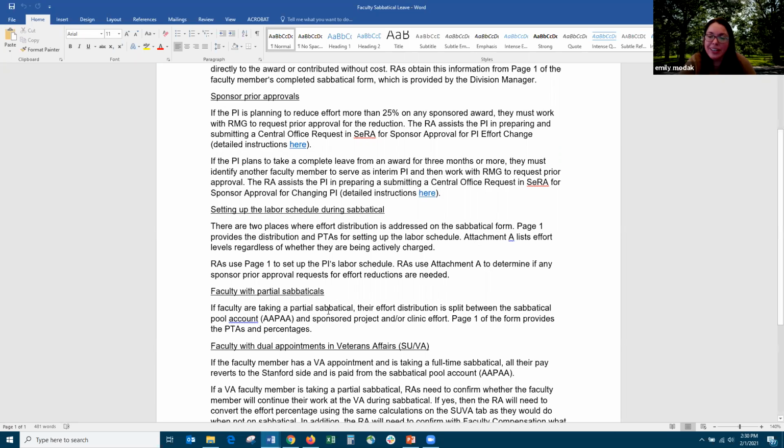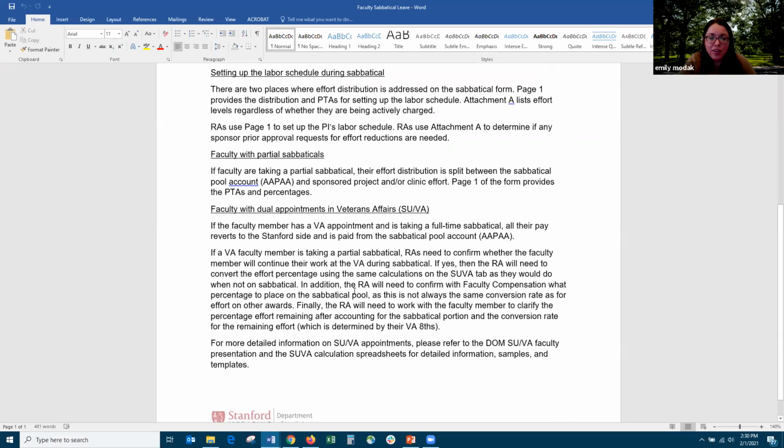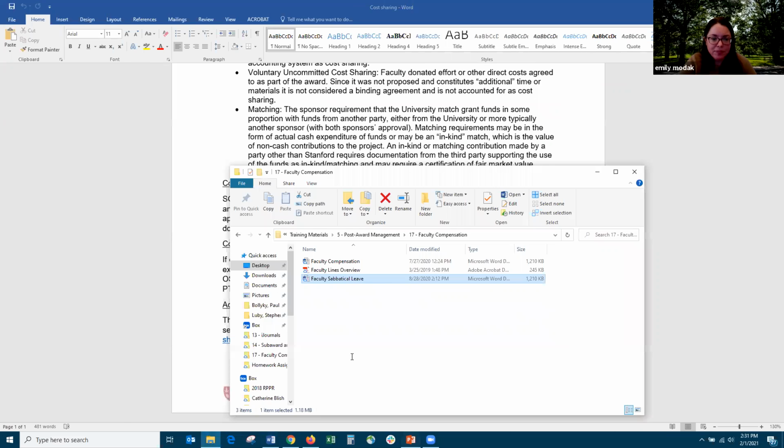So there's a lot of detail here about how to set up the faculty member's charging and effort during sabbatical, including how to handle the VA partial sabbatical, which is really the toughest kind of labor schedule to put together. I won't be going over that in a ton of detail here, but you know that resource is out there.